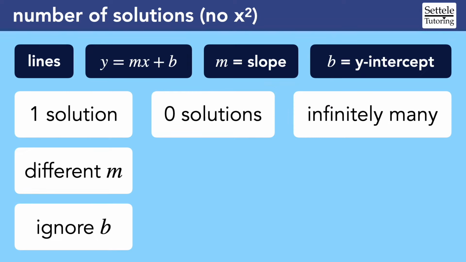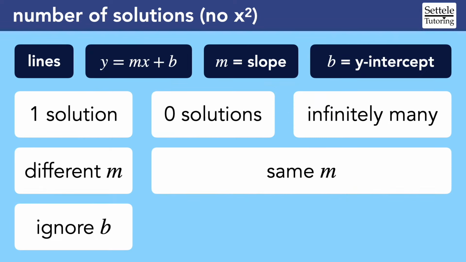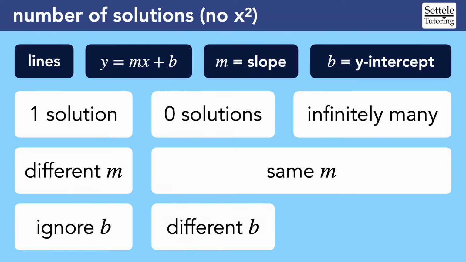If the slopes are the same, then you'll end up with one of the more uncommon situations. If the y-intercepts are different, then you'll have zero solutions because the lines will never intersect. But if the y-intercepts are also the same, then you have two versions of the exact same line. They literally have the exact same equation, so the two lines intersect at every point. This will often be described on the SAT as infinitely many solutions.